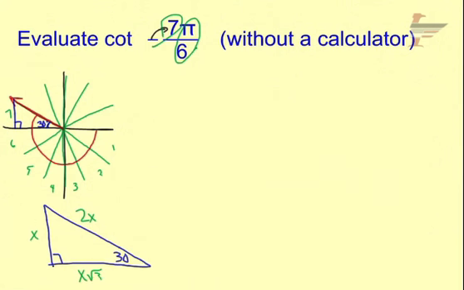So for all of these, let's just remember we're going to let x equal 1. So we actually have a 1 there. 2 times 1 for the hypotenuse is just a 2. And then x root 3, or 1 times root 3, is just root 3. Those are our 3 sides.